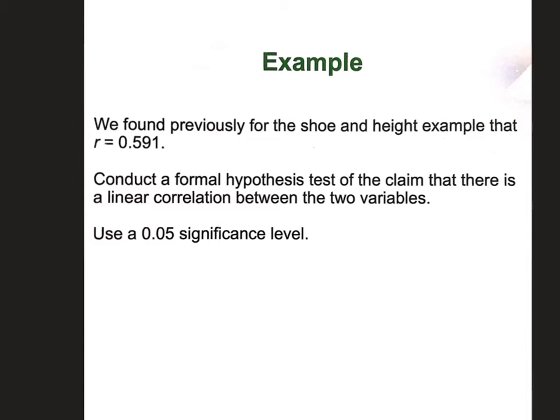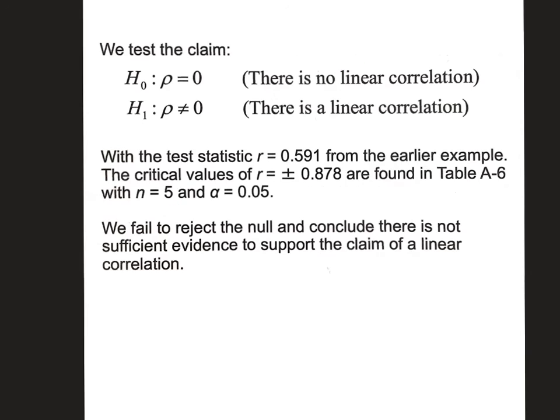All right, let's do the same as now. If you didn't watch yesterday's video, this next part probably won't make any sense. I'm stealing the example we did yesterday where we did height and shoe size, and our R, this is the same R we got yesterday, it was 0.591. And so if I'm going to conduct a hypothesis test to see if there's linear correlation, I'm using 0.05 for my significance level.